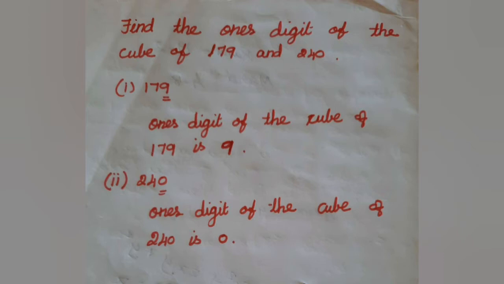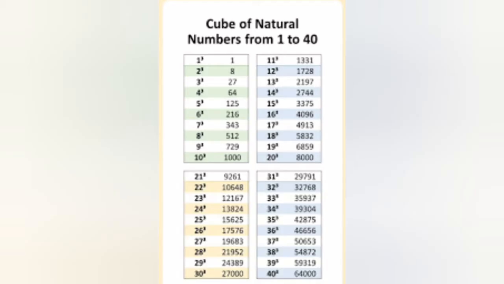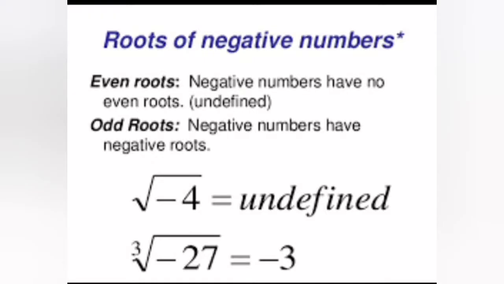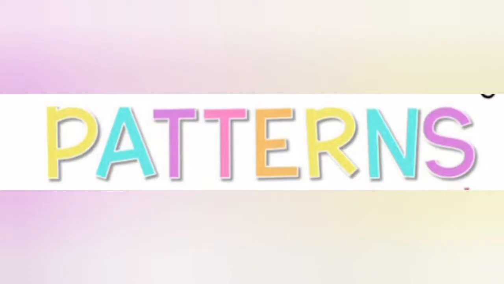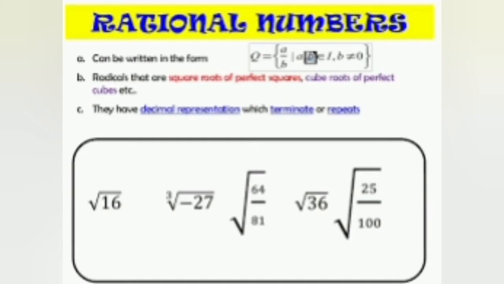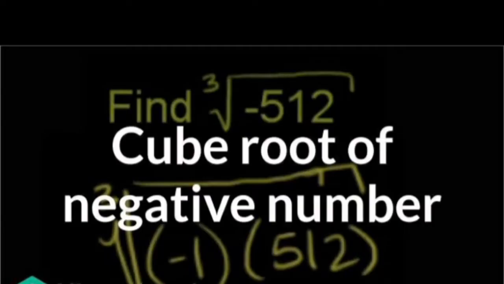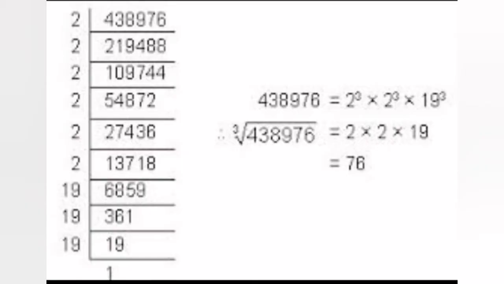Let's start our maths class. Last class we learned that cube numbers are perfect cubes of natural numbers, cube numbers of rational numbers and negative integers, then properties of cube numbers and some interesting patterns. Today we are going to study cube roots: cube roots of natural numbers, cube roots of rational and negative numbers, and finding cube roots using prime factorization.